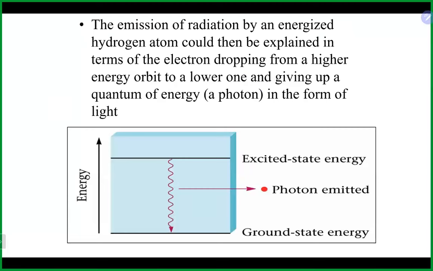So the emission of radiation by energized hydrogen could then be explained as an electron dropping from a higher orbit to a lower orbit and giving off that photon of light, in this case maybe red, coming off as a result of that transition of one energy level.